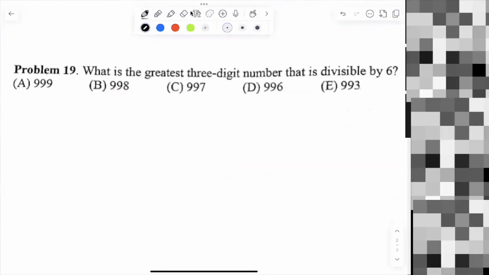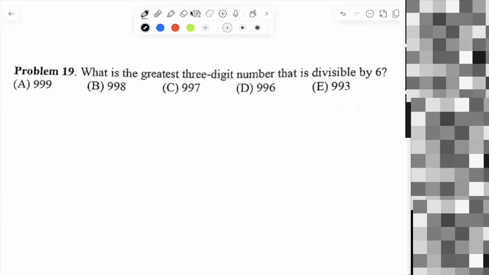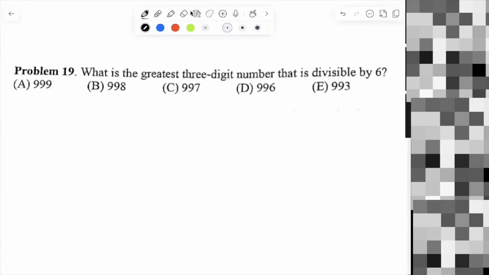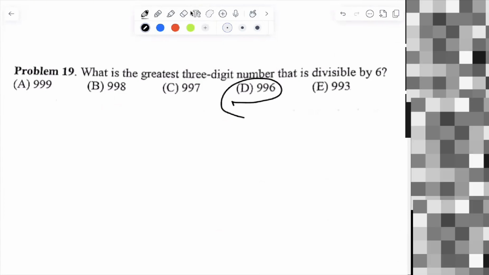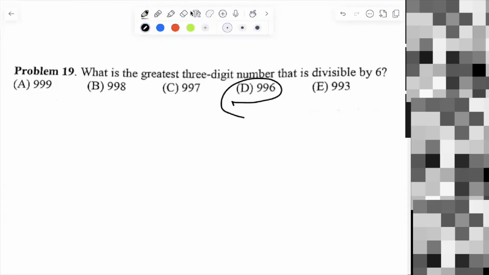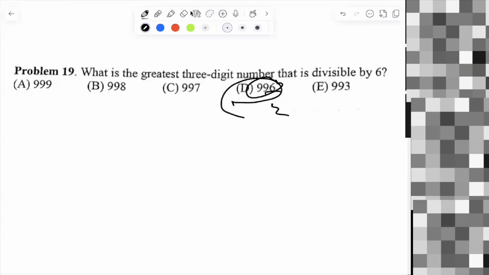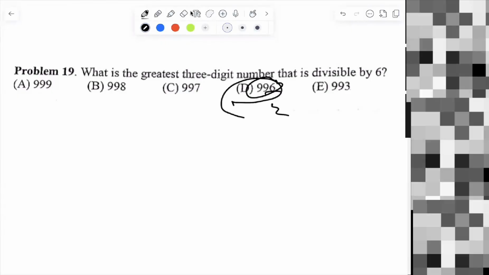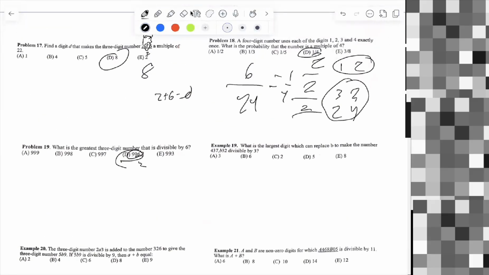Now let's do problem 19. What is the greatest 3-digit number that is divisible by 6? Well, we've done this before. This is just 996. Why is that? Because the last digit has to be divisible by 2, and the sum of all digits has to be divisible by 3. And this satisfies the requirement. The answer is D. Right?